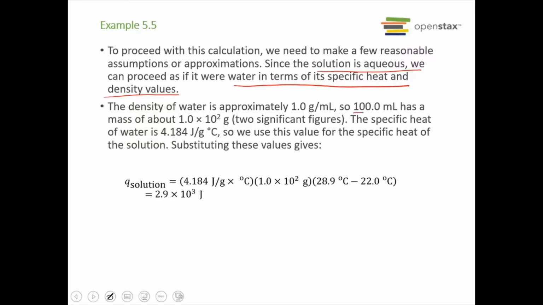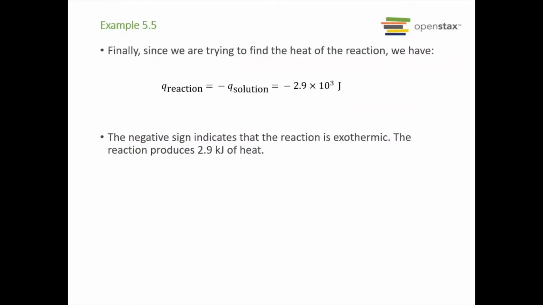So since we now have a total of 100 milliliters, since we mixed the 50 and 50 milliliters of the solutions, then we have a mass of 100 grams. And then we can go ahead and use the specific heat of water. And so then we get this, that the q of the solution is basically that of water. Okay, water specific heat, water mass, and change in temperature of the water. And then since we actually want the heat of the reaction, not of the solution, remember it's the negative of the solution, so it's negative 2.9 times 10 to the third power.